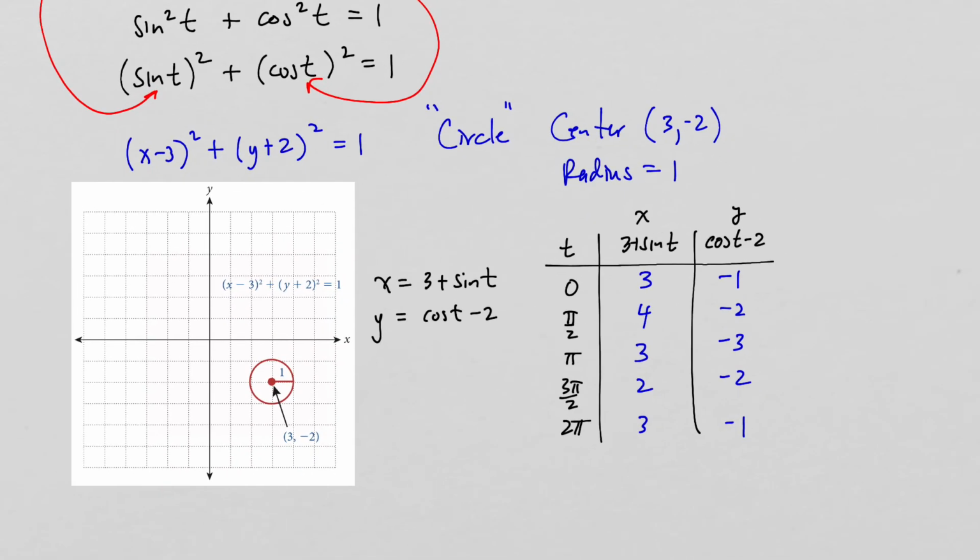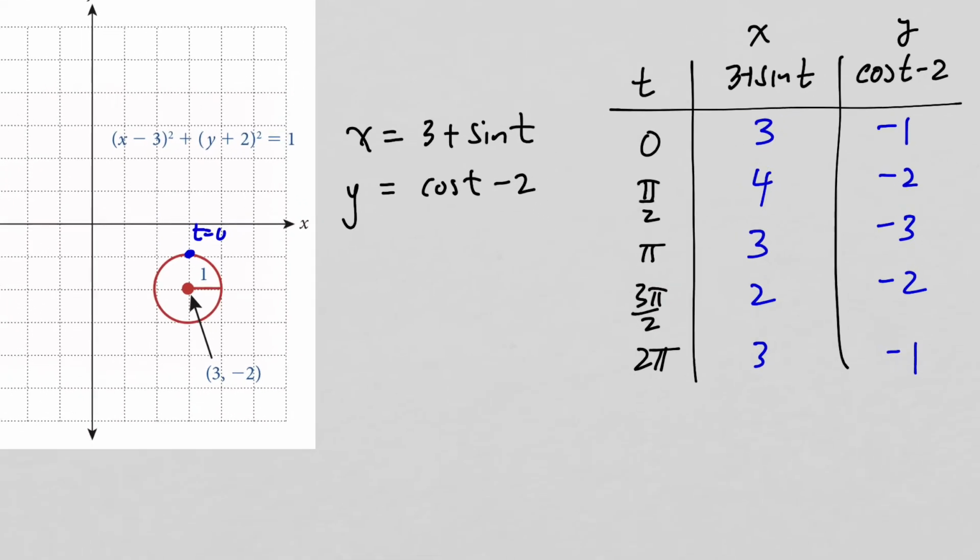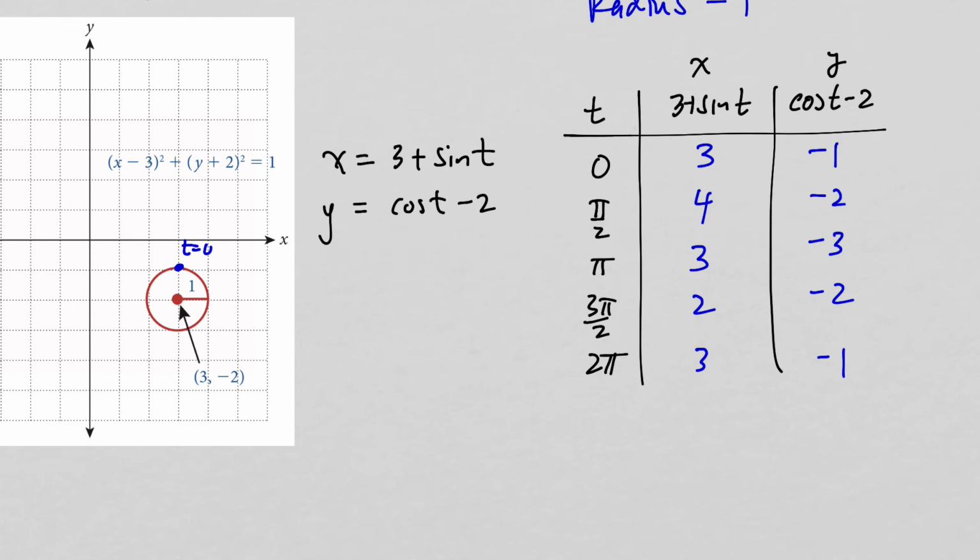And those are the points 3, negative 1, which is right here. Okay, so this is when t equals 0. And then we have the point 4, negative 2, which is this point right here. And that occurs when t equals pi over 2. And then 3, negative 3 is this point, which occurs when t equals pi. And then we get 2, negative 2, which is when t equals 3 pi over 2. And finally back to this point up here when t equals 2 pi.